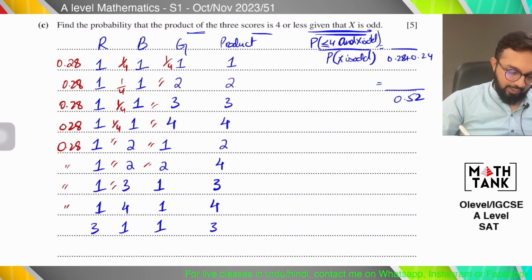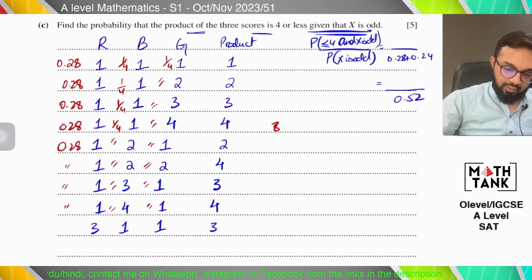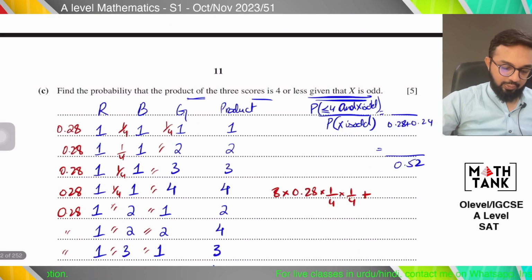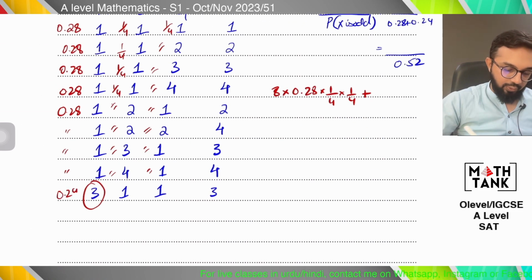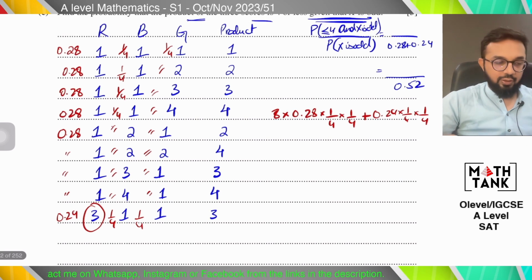So how many of these do I have? I think I have 8 of these, so I can say 8 times 0.28 into 1/4 into 1/4 plus, what's the probability of 3? The probability of 3 is 2p, which is 2 times p, which is 0.24, and then that's 1/4 and 1/4. So 0.24 into 1/4 into 1/4. That should serve as my numerator.